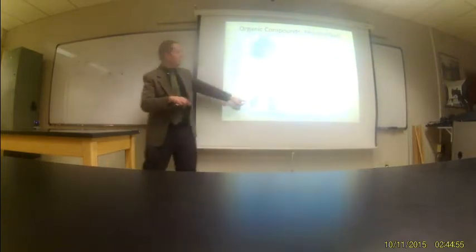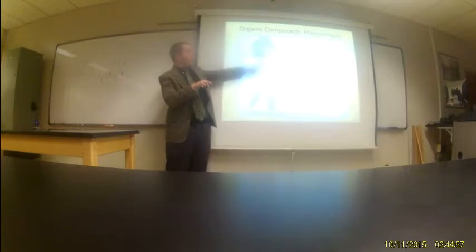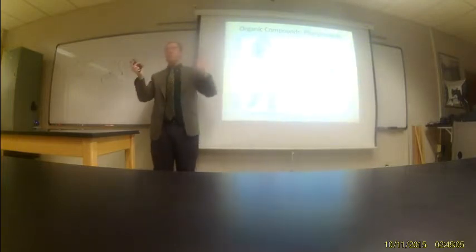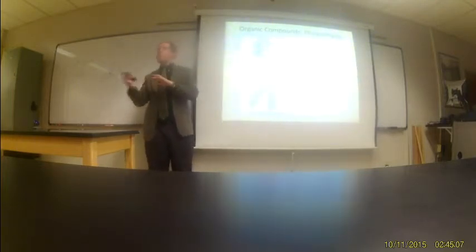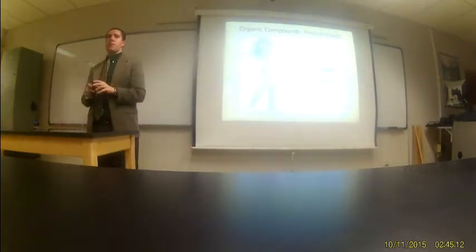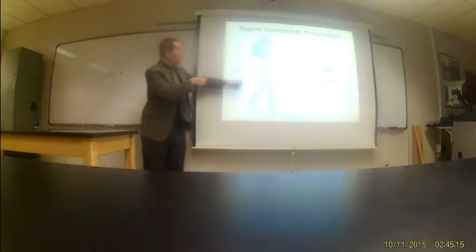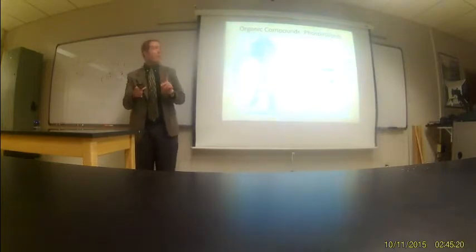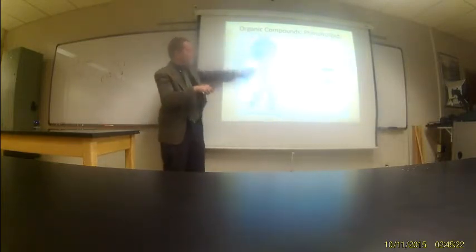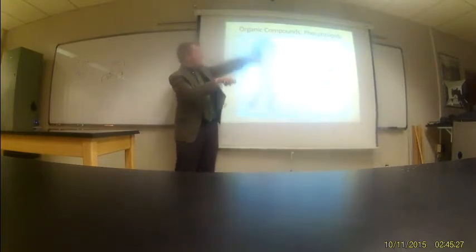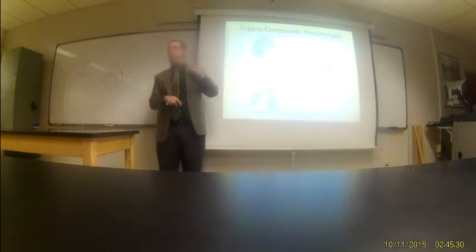A phospholipid looks very similar. There's a backbone. But instead of three chains, there's two chains and a phosphate. Just think of it as phosphorus. The difference between phosphorus and phosphate is higher than you need to be at this point. The third chain was replaced with a phosphorus or a phosphate. And what this does is it makes it so that this molecule has a part that's hydrophobic, does not like water, and a part that's hydrophilic, which does like water.